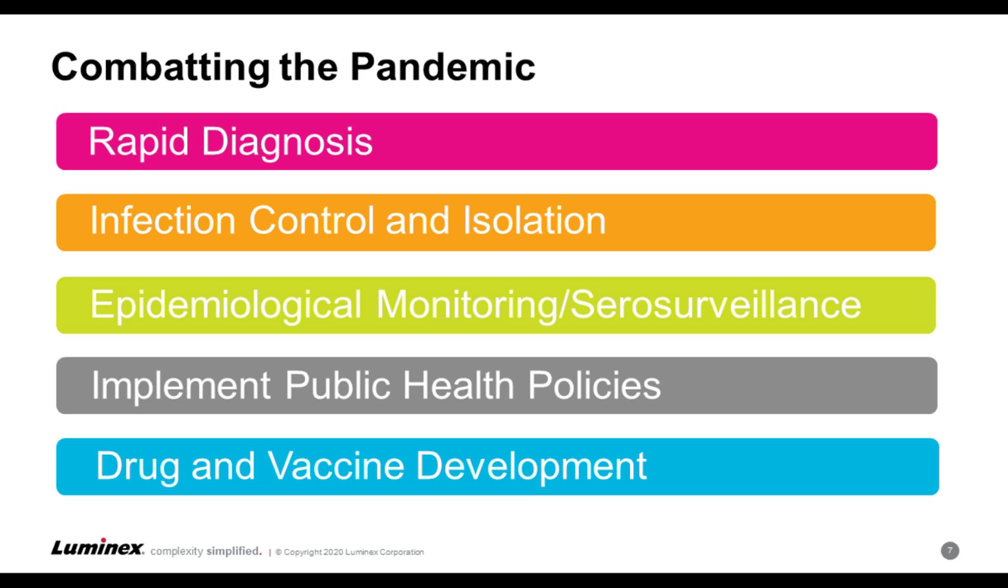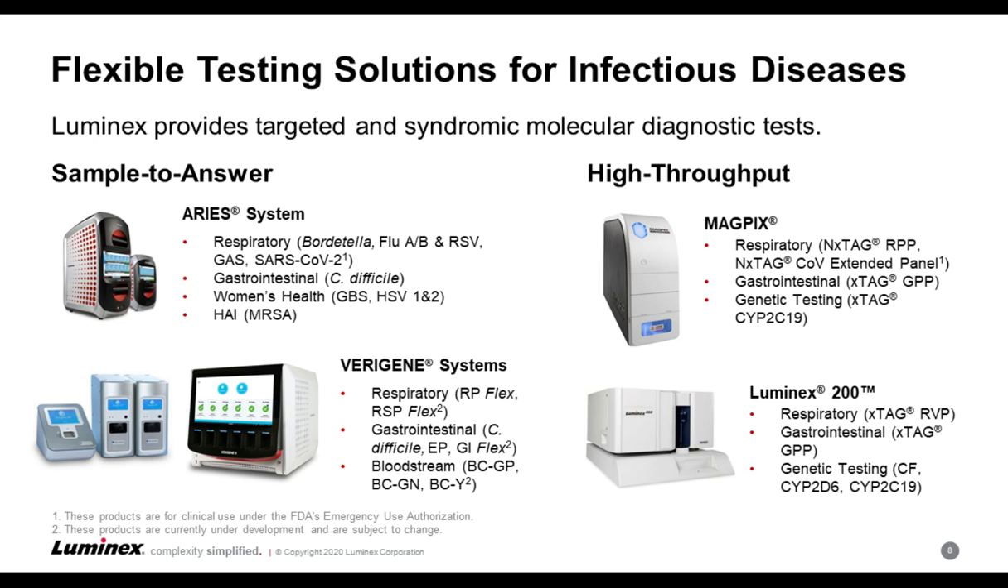So what can we do to combat this pandemic? First, we need to have rapid diagnostic solutions so that we can enact effective infection control and isolation protocols. We need to be able to perform epidemiological monitoring and serosurveillance in the community so that we can implement specific health policies to try and prevent the spread. But ultimately, we need to have effective drugs to treat the illness and an effective vaccine for immunization against SARS-CoV-2.